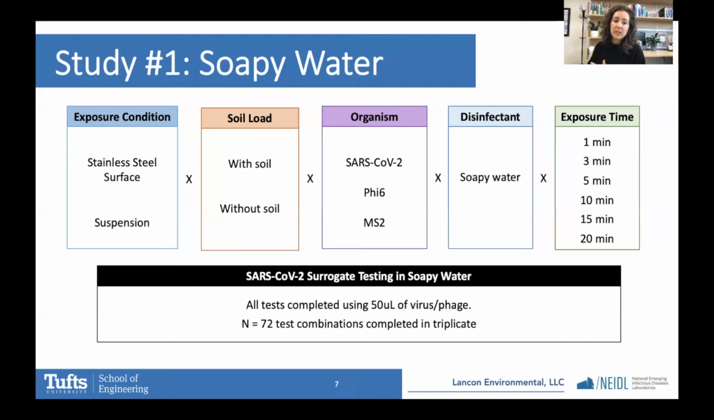The first study we conducted was with soapy water. We looked at the exposure on either a stainless steel surface or in a suspension of the organism with and without soil load. We looked at 3 different organisms: SARS-CoV-2 virus, and then 2 bacteriophages, the enveloped Phi6 and the non-enveloped MS2. We applied a 0.5% soapy water as a disinfectant, and then we exposed the organisms for 1 to 20 minutes.